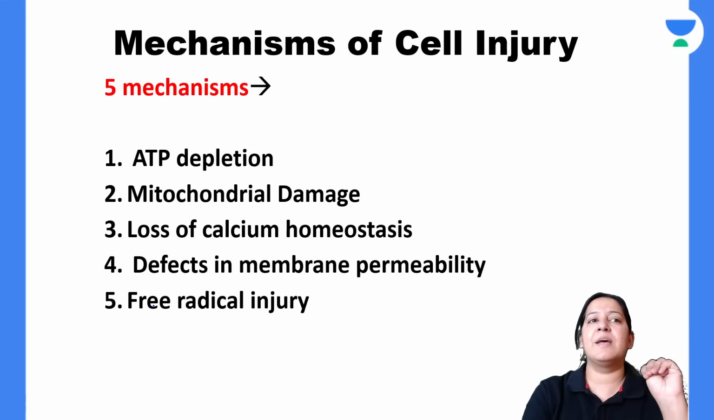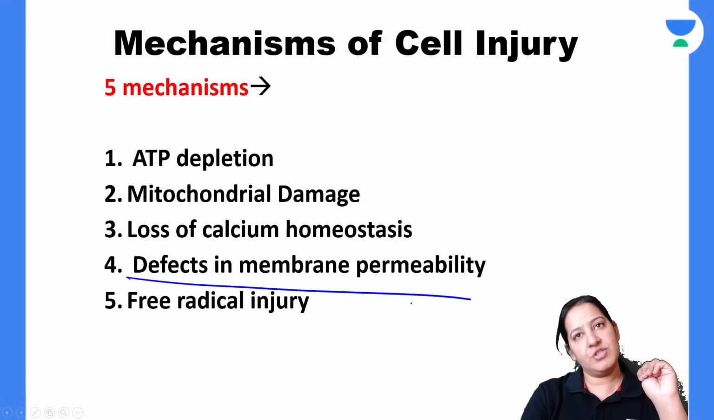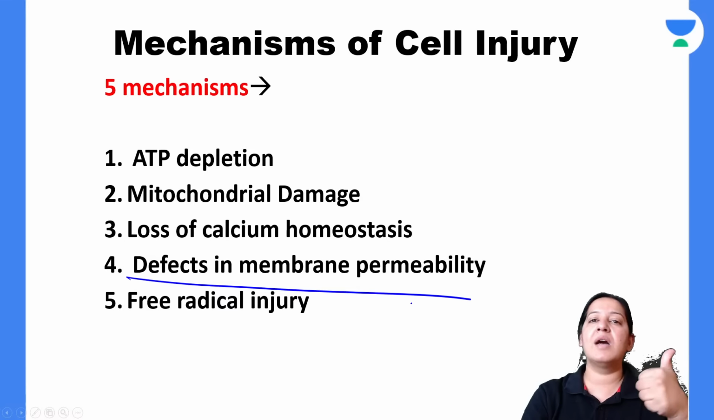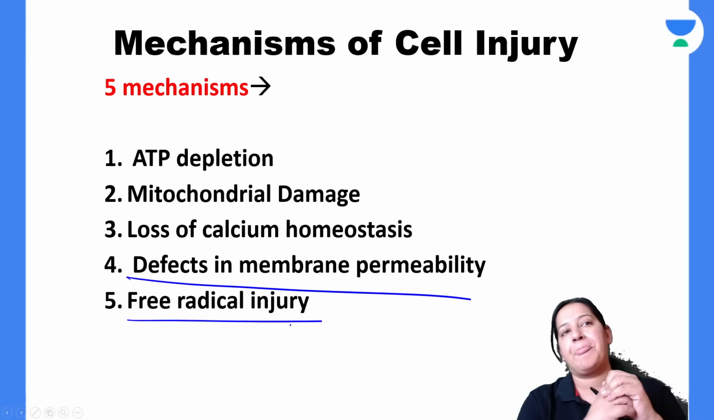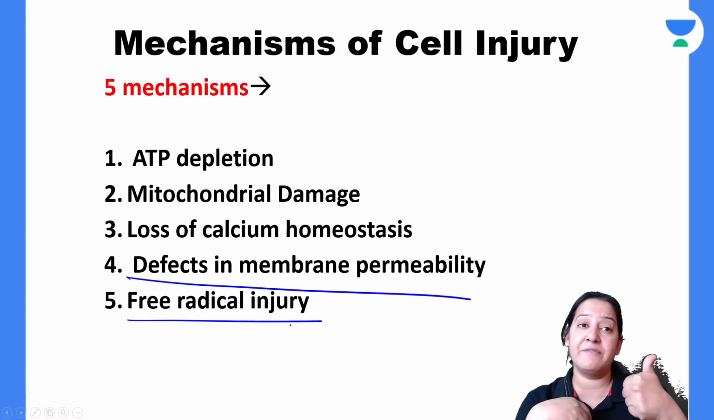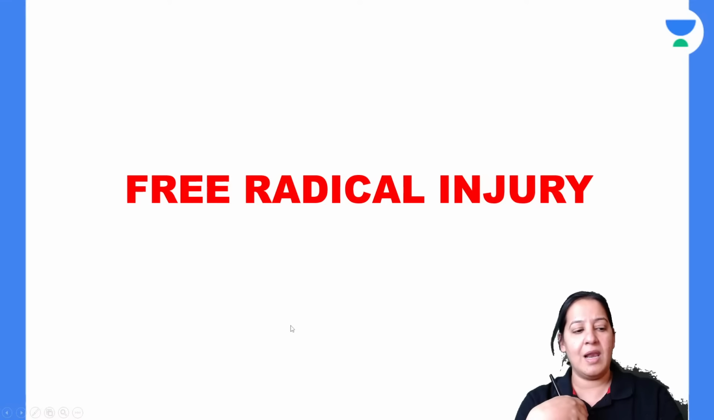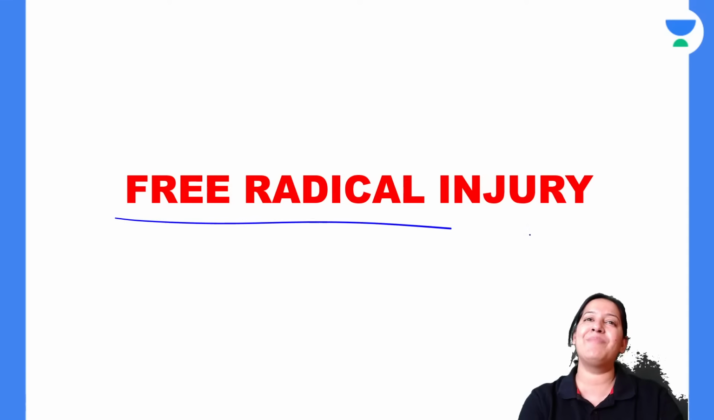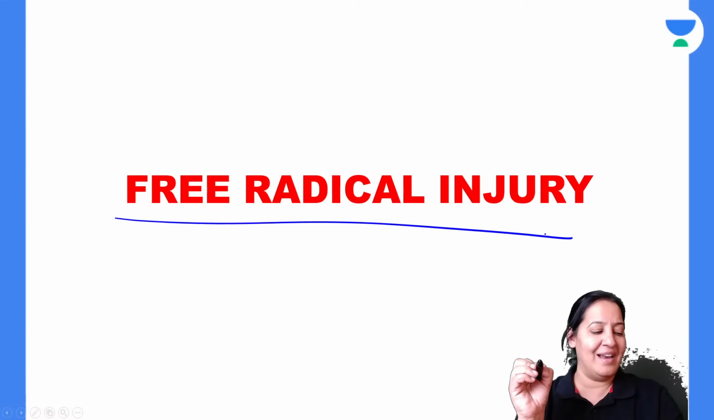So the fourth mechanism is defect in the cell membrane. Till now the concepts are clear to you. And the last and the fifth one, but not the least, is free radical injury. The fifth mechanism of cell injury, which is most important, is free radical injury. Everyone give me a thumbs up. Should I start free radical injury? The last one, the fifth mechanism of cell injury, is free radical injury, right?